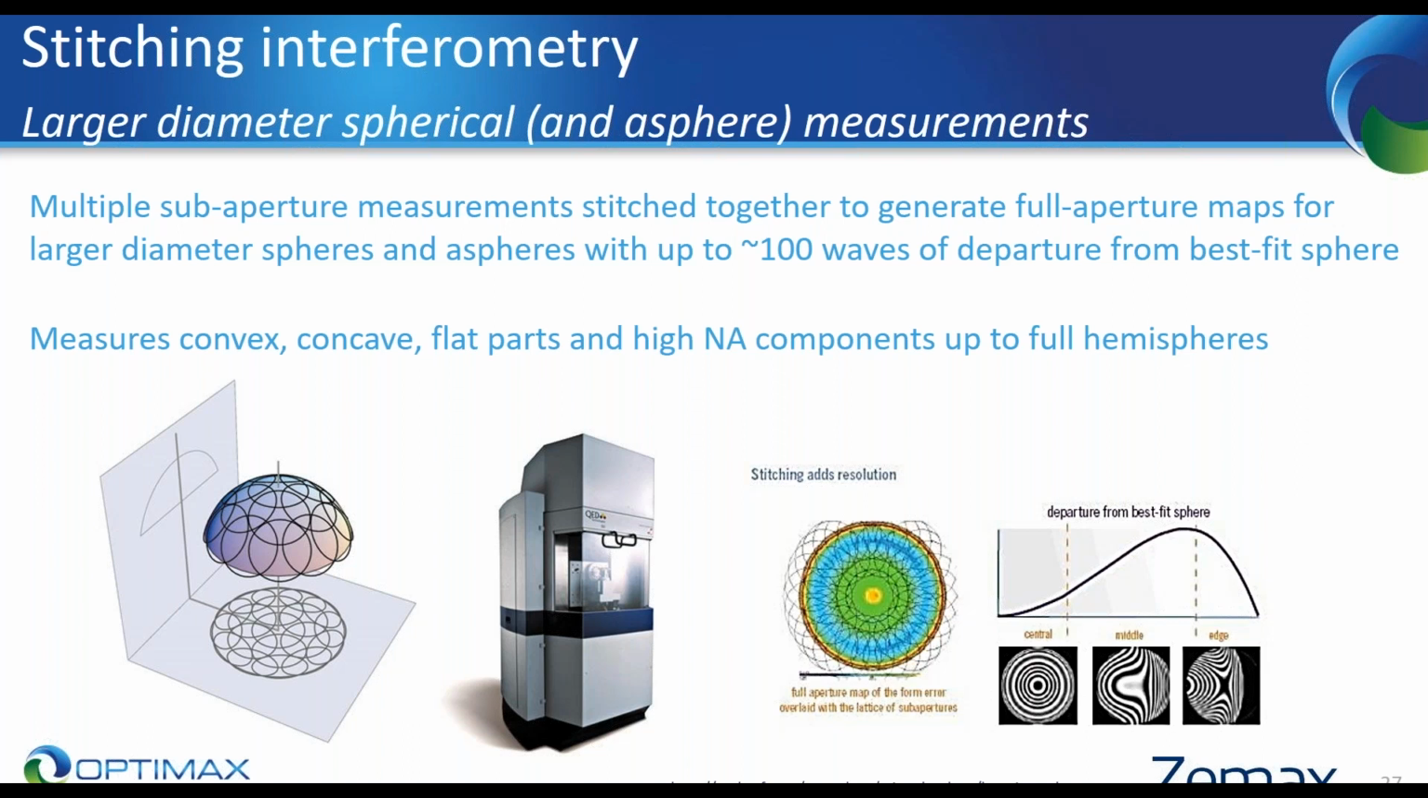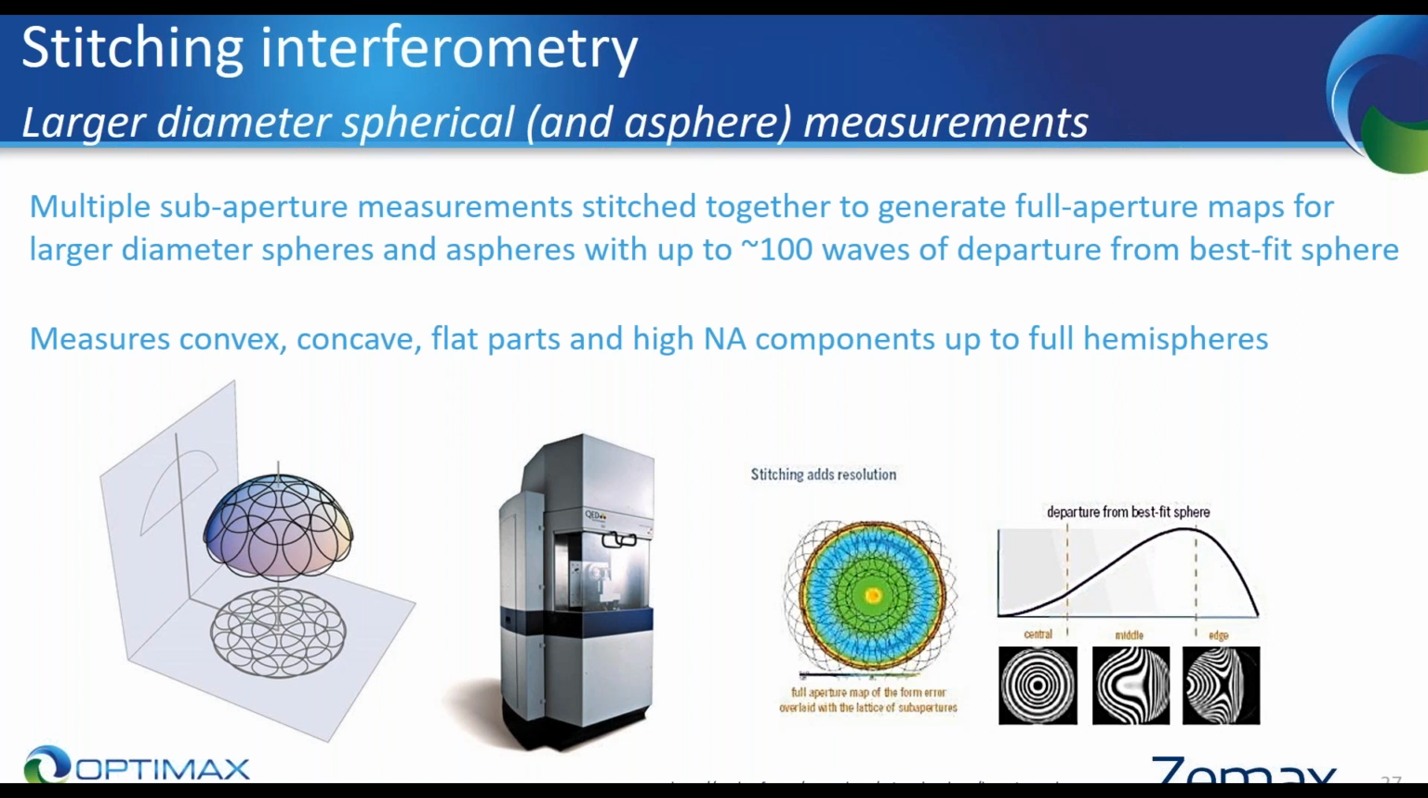There's a diagram on the bottom left where you can see different circles. These are all stitched together to generate full aperture maps for either larger diameter spheres or aspheres up to 100 waves of departure from a best fit sphere. These have the capability of measuring convex, concave, and flat parts, and high numerical aperture components, potentially up to full hemisphere. So it's another tool in the toolbox that allows for full aperture coverage.